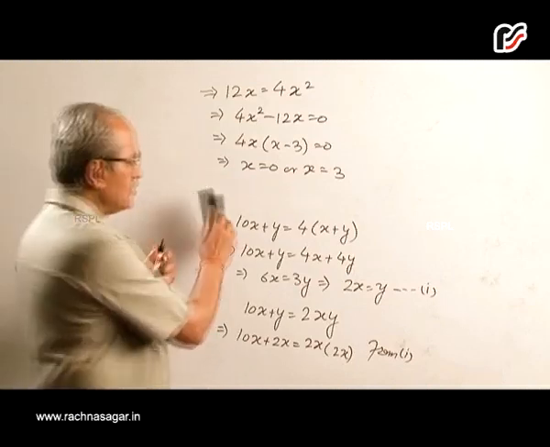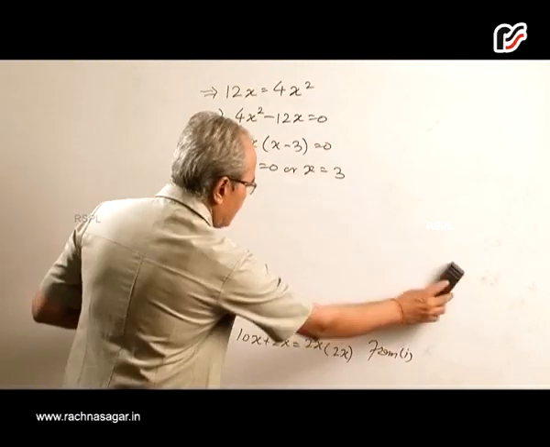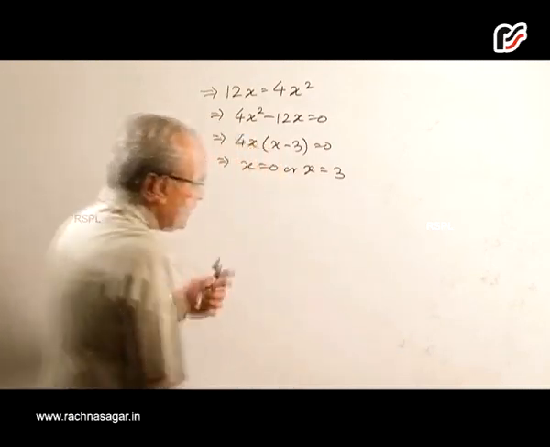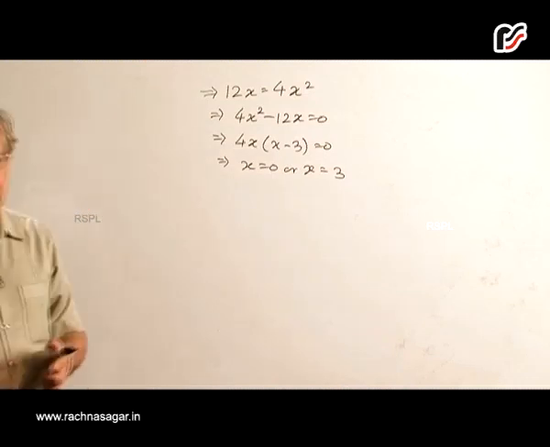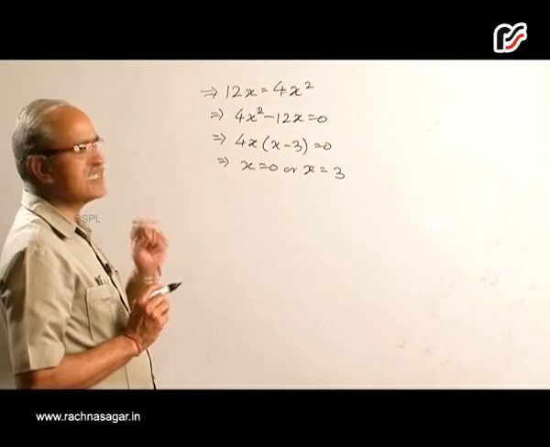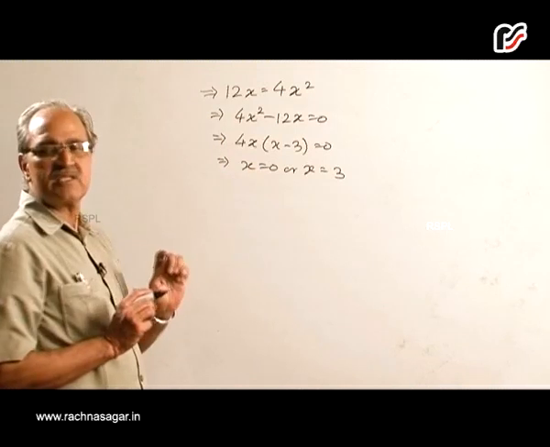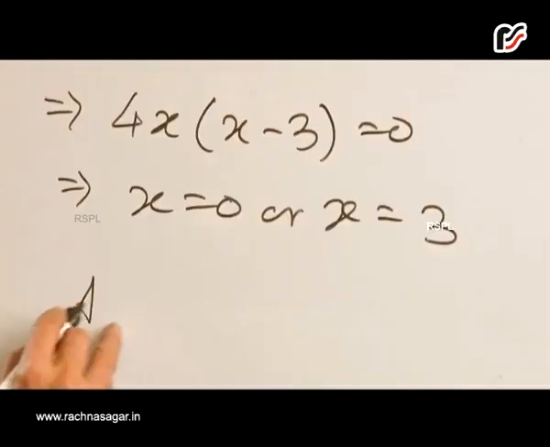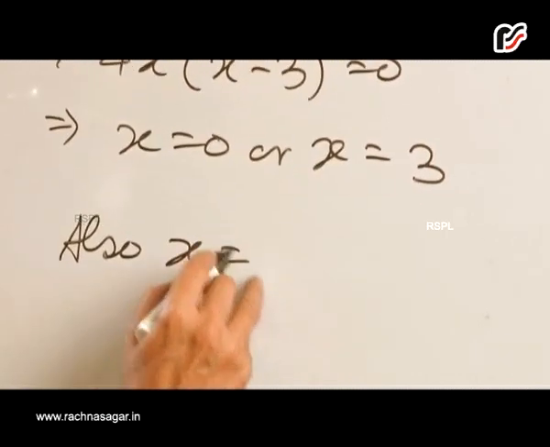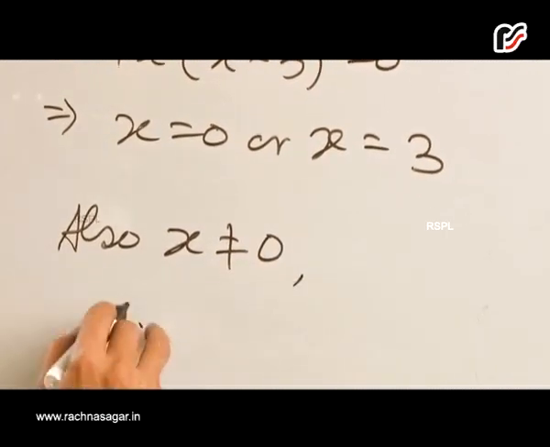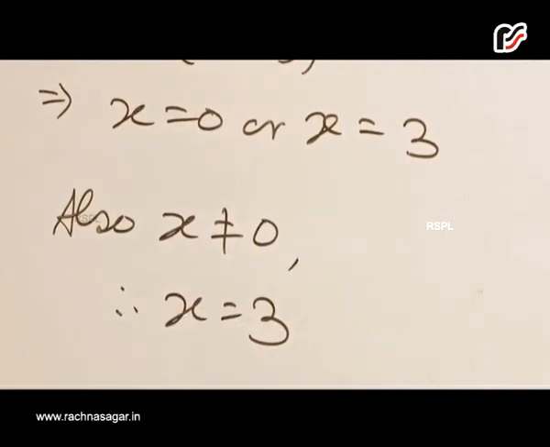Let us see whether both values of x are possible or not. If we look in the beginning, x is tens digit. So tens digit cannot be 0. So number will not be a two-digit number. Also, x is not equal to 0. Therefore, x equal to 3.